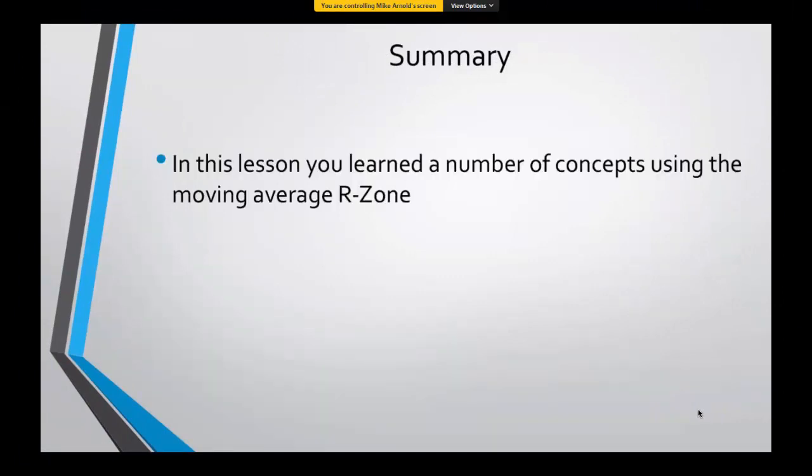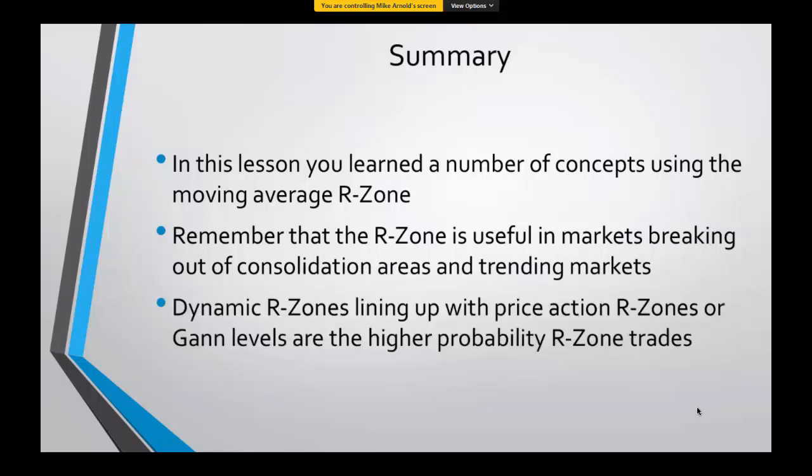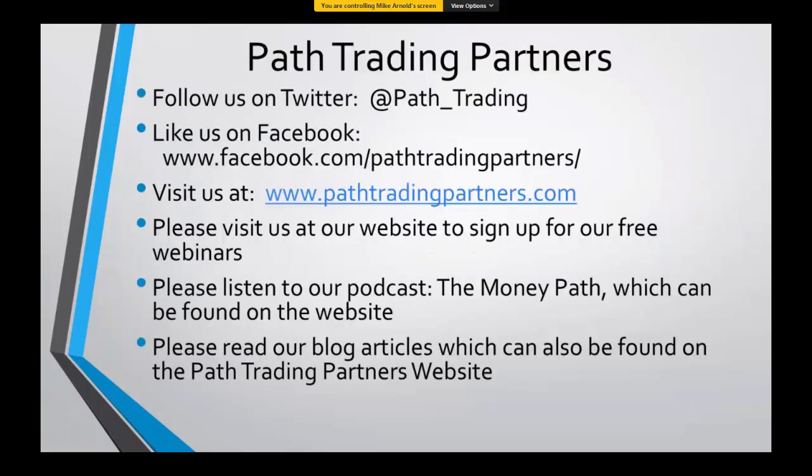Thanks, Mike. In this lesson, you learned a number of concepts using the moving average R zone. Remember that the R zone is useful in markets breaking out of consolidation areas and trending markets. Dynamic R zones lining up with price action R zones or Gann levels are the higher probability R zone trades.